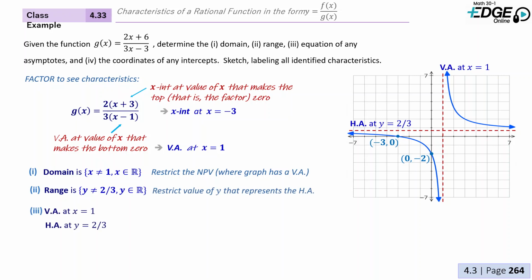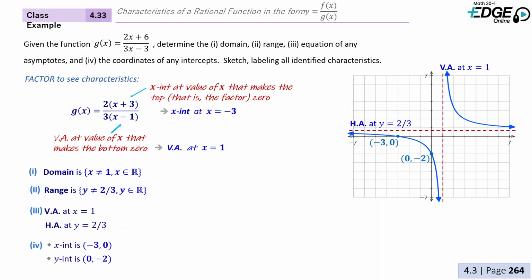Again, we've already found these two values. We have a vertical asymptote at 1 and a horizontal asymptote at 2 over 3. And our x-intercept was at (-3, 0). The y-intercept was at (0, -2).